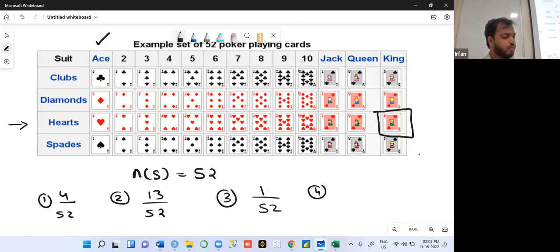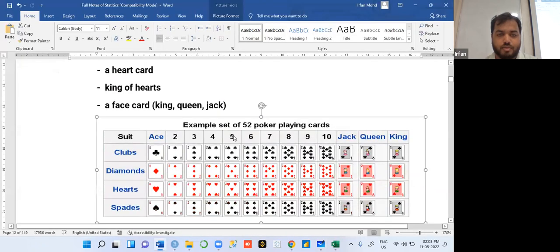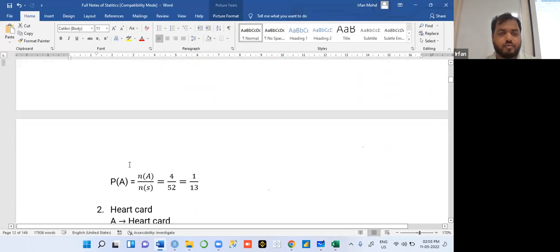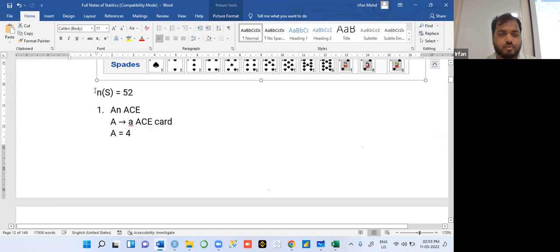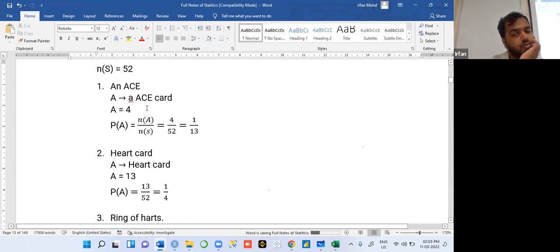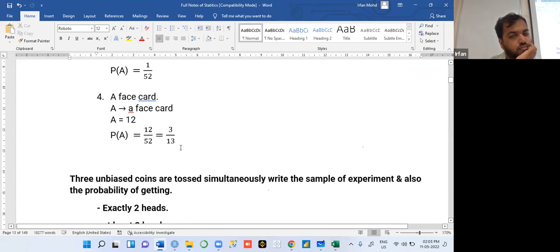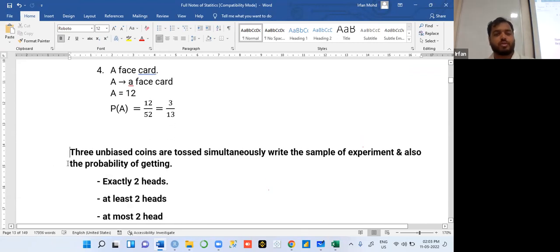Fourth one, a face card. Face card means this one. These are face cards. How many we have? 12. 12 by 52. If you need, guys, I have written a solution over here, in a systematic way. An ace card, there are 4. Question number 3.